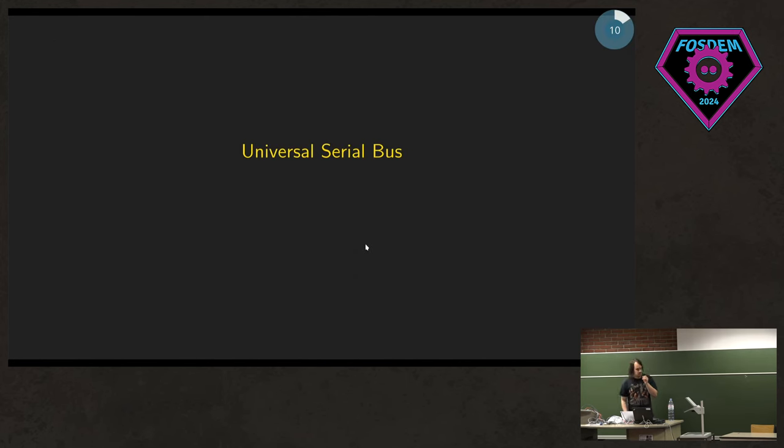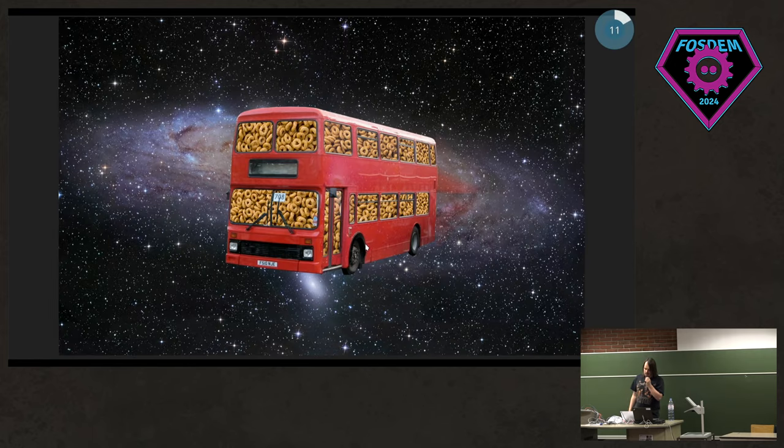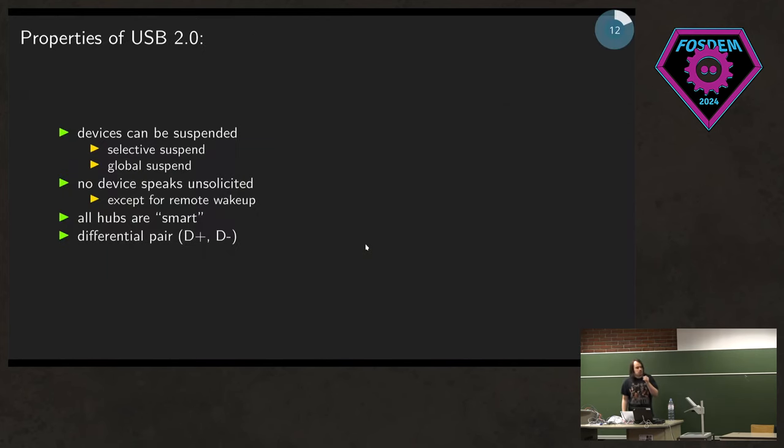So, universal serial bus. I'm just going to assume that everyone here knows what USB is. We all used it, so I won't read Wikipedia definitions. I will, however, go through some of the properties of USB, either to remind you or to make you aware of how this works on the wire. So the first thing is that the devices can be suspended.